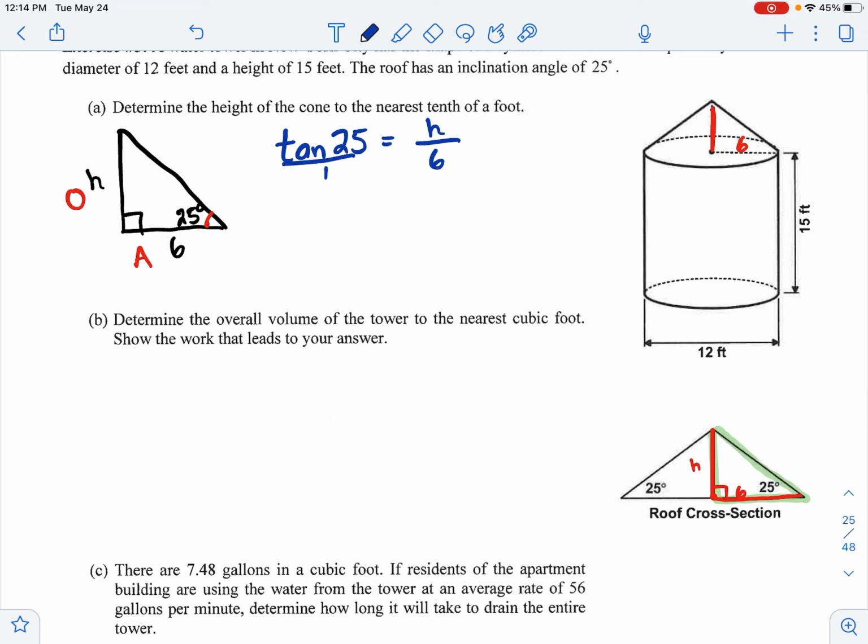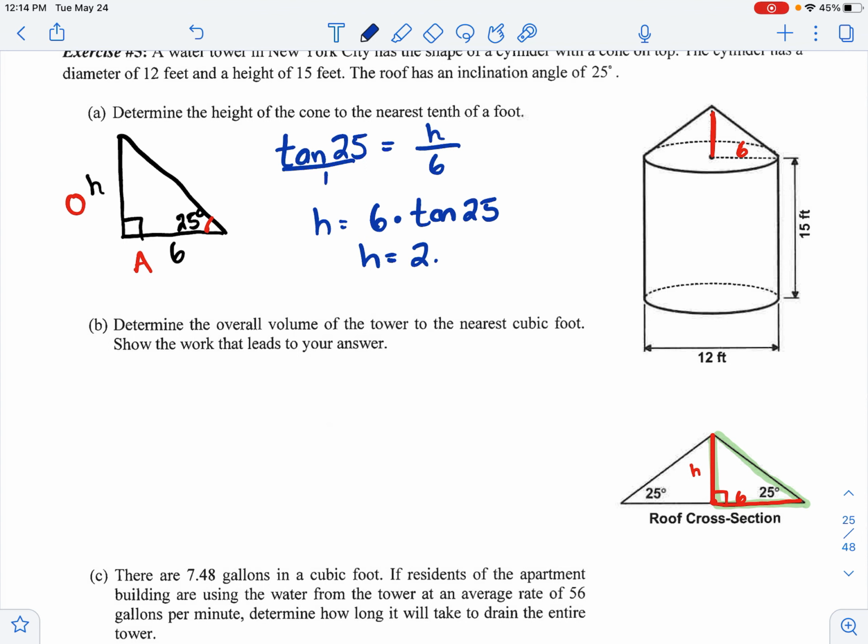Put this over 1 and cross multiply. Okay. And then use your calculator. So just make sure you are in degree mode. And then we could do 6 tan of 25. And to the nearest tenth, that's going to be 2.8.